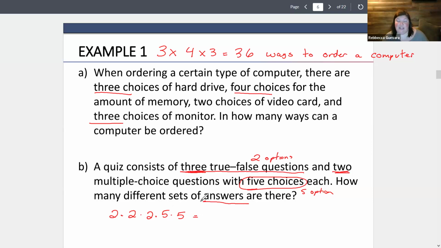So how many different sets of answers do I have? Well, I have 2 times 2 times 2 times 2 times 5 times 5. Sorry, my calculator kept sticking on something. That means there are 200 sets of answers.